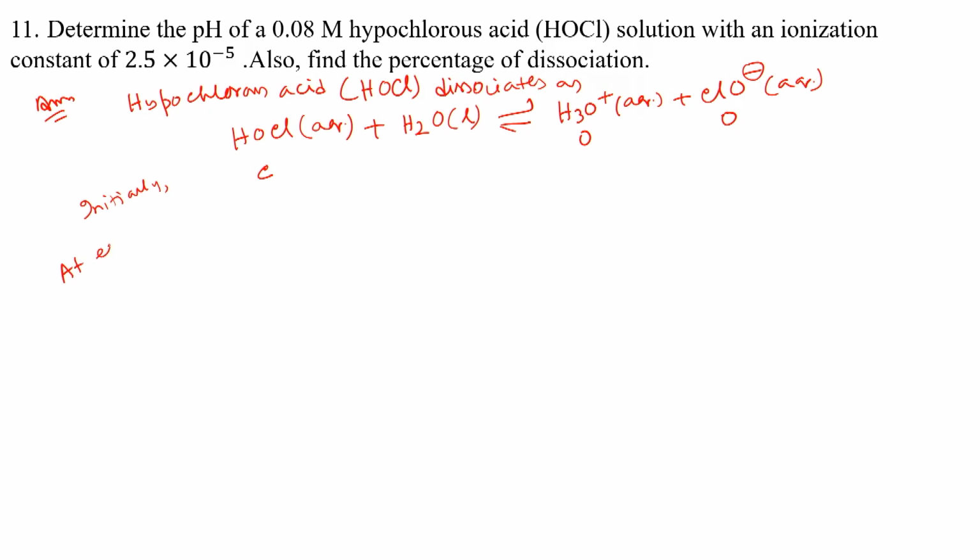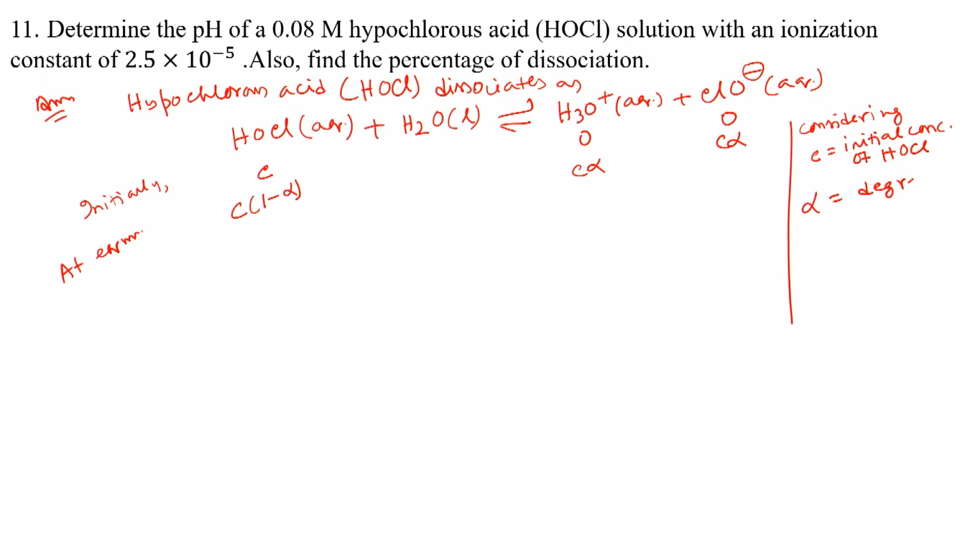And at equilibrium, the concentration of HOCl is C times 1 minus alpha. This is C alpha, this is C alpha. So here we are considering C as the initial concentration of HOCl and alpha as the degree of dissociation of HOCl.